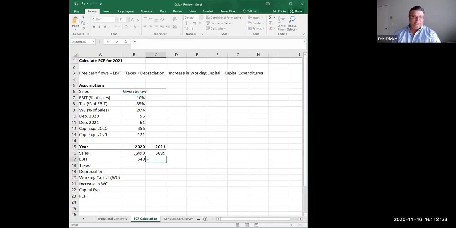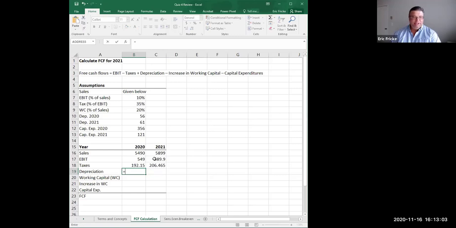And the same thing in 2021. 2021 EBIT is going to be this 10% multiplied by sales for 2021. And then taxes for 2020 are going to be this percent right here multiplied by the EBIT for that year. And then taxes for 2021 are just going to be this tax rate here multiplied by EBIT for 2021.